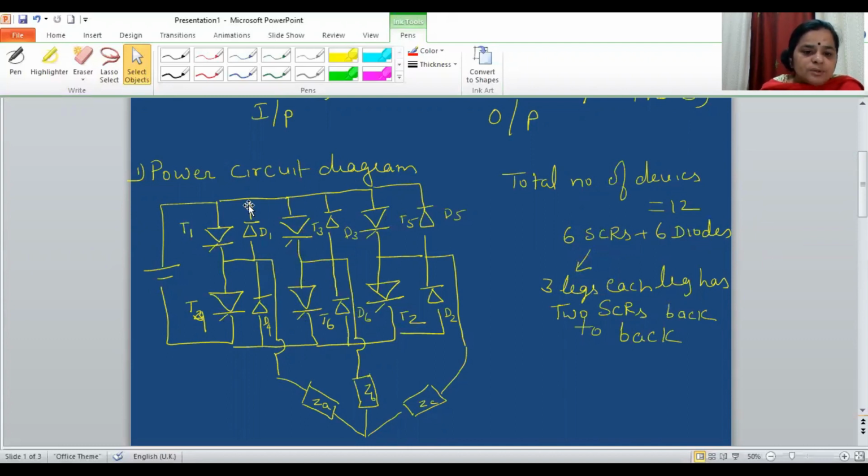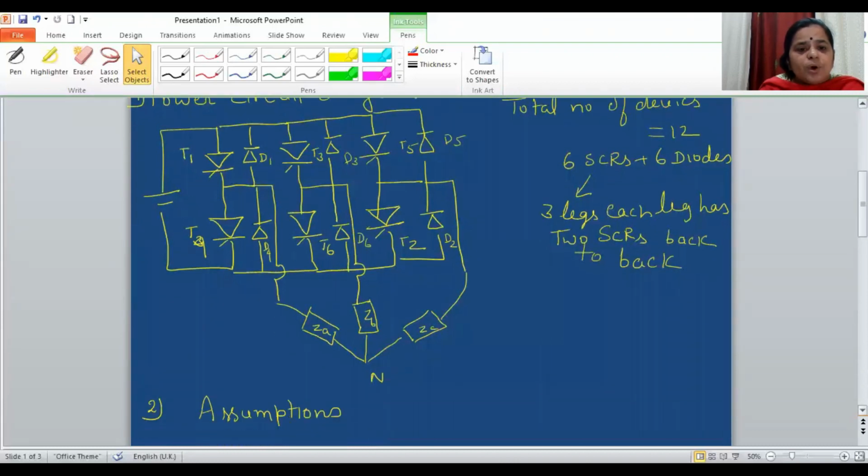Here you can observe that each SCR has a diode connected in parallel to it, in an anti-parallel mode. Anti-parallel mode means that if the anode of T1 is connected to the positive supply, then the cathode of D1 is connected to the positive supply. So what is the use of these anti-parallel diodes? When the SCRs are in reverse bias condition, these diodes will be forward biased and will provide a bypass path for the flow of current during reverse biasing of the SCRs.